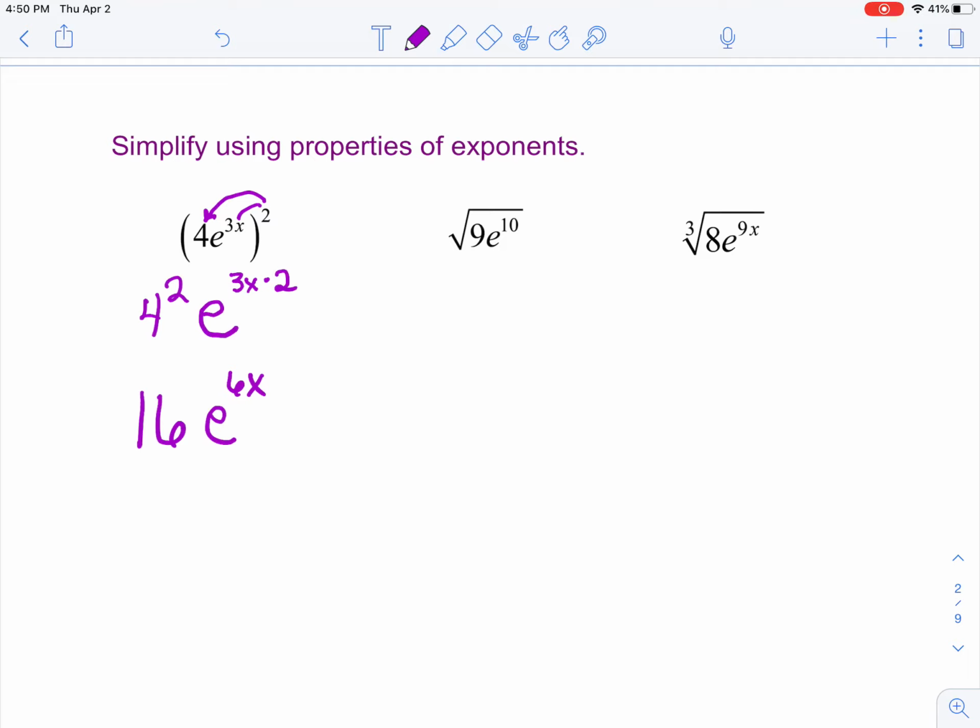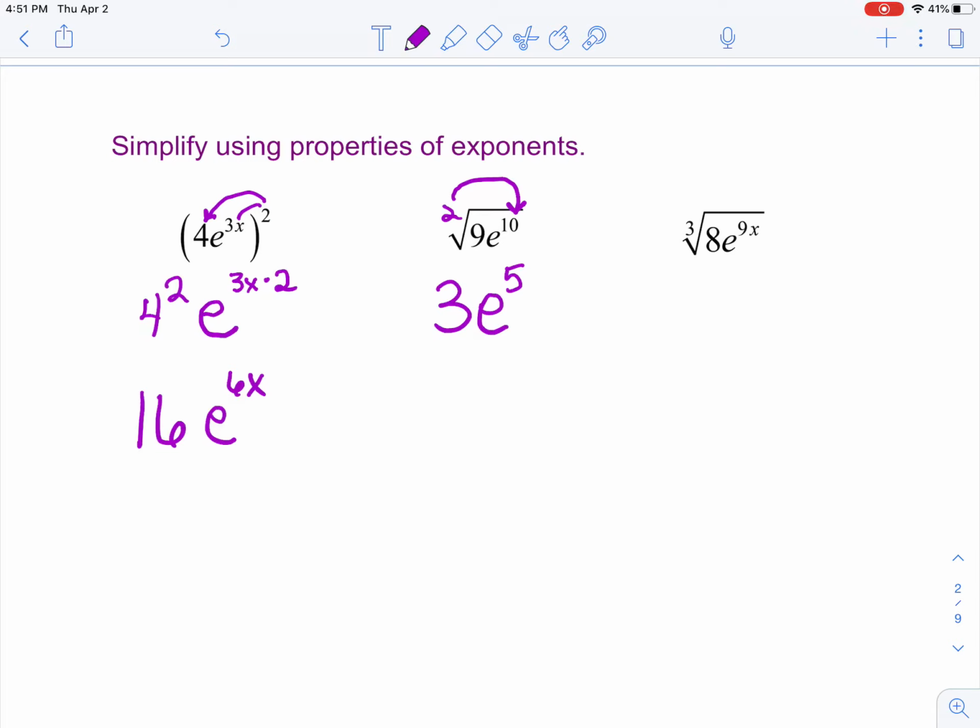Not too bad. All right, next we have the square root of 9e to the 10th power. First of all, take the square root of 9. What is the square root of 9? The square root of 9 is 3. And we can do a shortcut here. Remember, there is a 2 here for square root. How many times will 2 go into that 10 power? That's going to be e to the 5th. Woohoo! See, it's a little bit different, but we're still using the same properties.